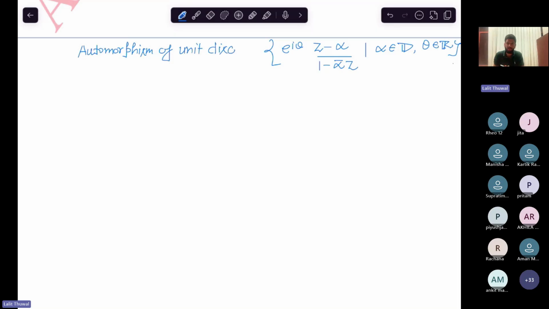Is it correct or not? Many of you have seen this before, right? The automorphisms of the unit disk arise in this way. How will you see this proof? This involves the Schwarz lemma, a very good application of the Schwarz lemma.